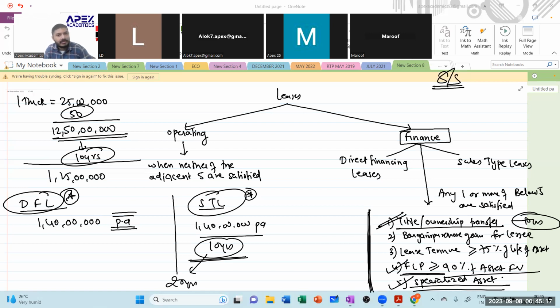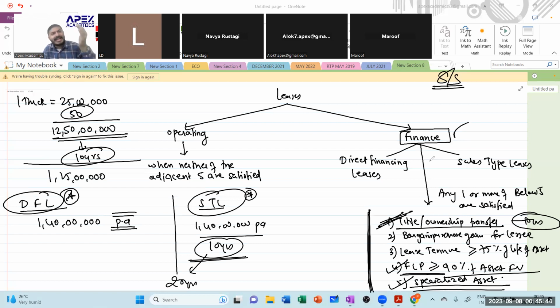Okay, so in direct finance lease, point number 4 and 5 should be satisfied. And in the sale type lease, point number 1 is automatically satisfied because it is a sale type lease. Clear? Sir, what if title ownership and the 90% value, both points are satisfied? Both are transferred, and it's a finance lease.